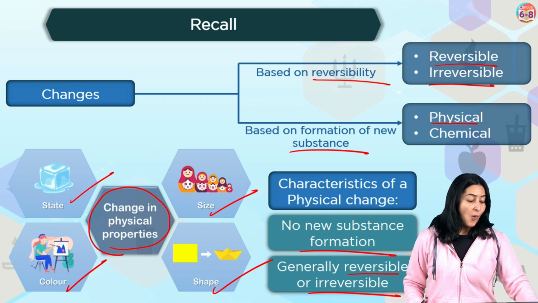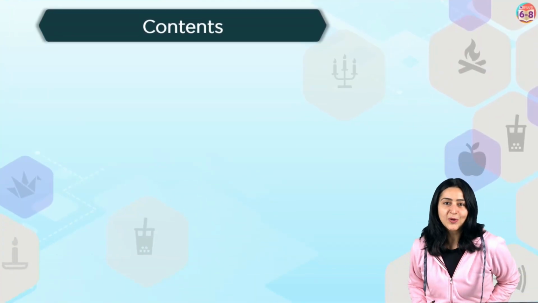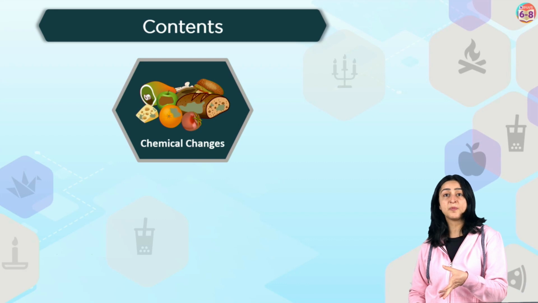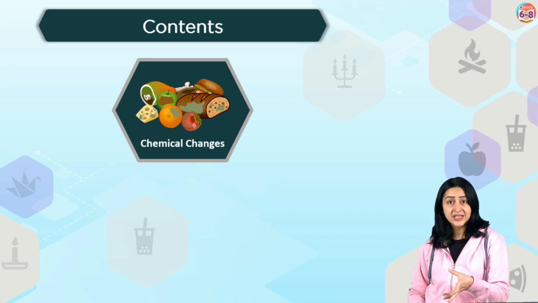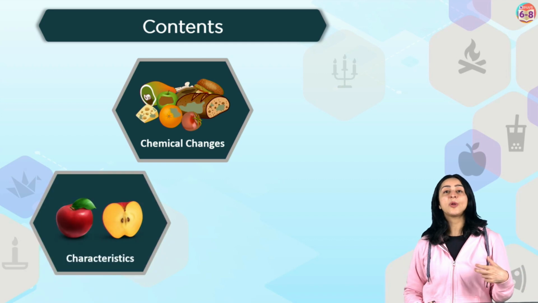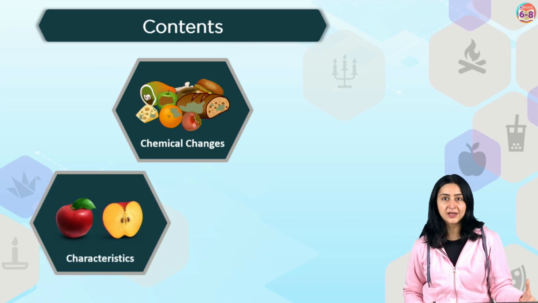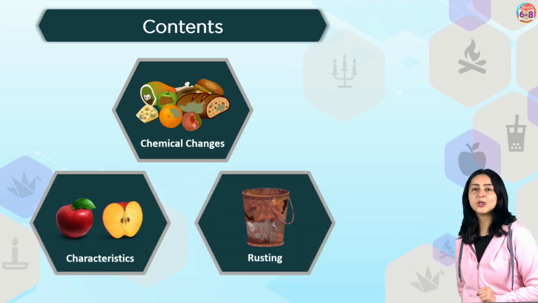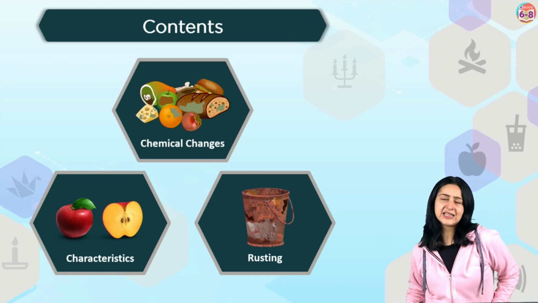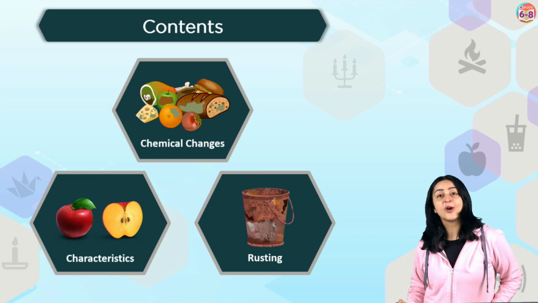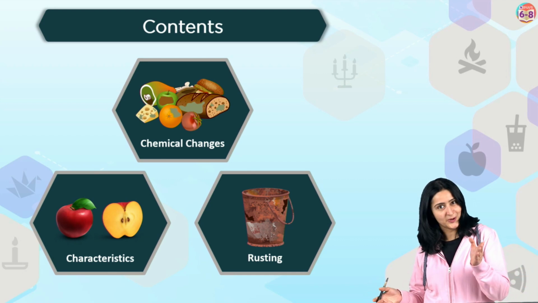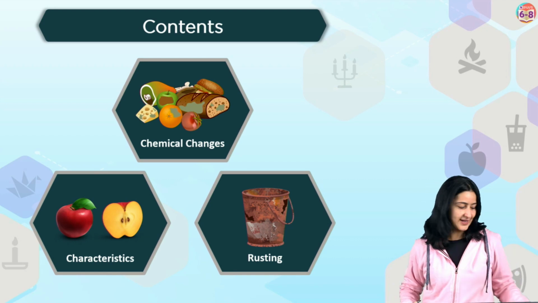Okay? Now, what are we going to be talking about today? Well, we're going to be discussing the next sort of change based on the formation of new substances, which is namely chemical changes. We will be discussing this in detail. We will be talking about the characteristics of chemical changes, and we will also be discussing a very important concept that a lot of you have been asking me questions about. This concept is called rusting, which also, by the way, is a chemical change, right? But we're going to discuss this in just a little bit.